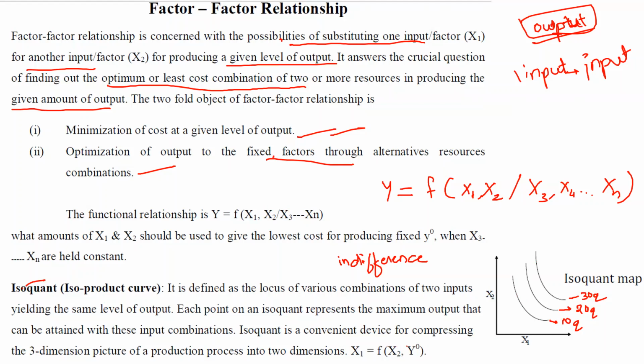Now, isoquant is convenient device for compressing 3-dimension pictures into 2 dimension. यहाँ पे जो isoquant में क्या हो जाएगा? 3 dimension जो है वो 2 dimension में express किया जाता है. For example, here now we have 3 dimensions. What are our dimensions? First one x1, x2. These are the 2 inputs and our output y. Now here, as for each isoquant, output is constant, so it is considered as y0 because it is constant. So we can express isoquant as x1 is function of x2 and fixed output. So this is the mathematical representation of isoquant.